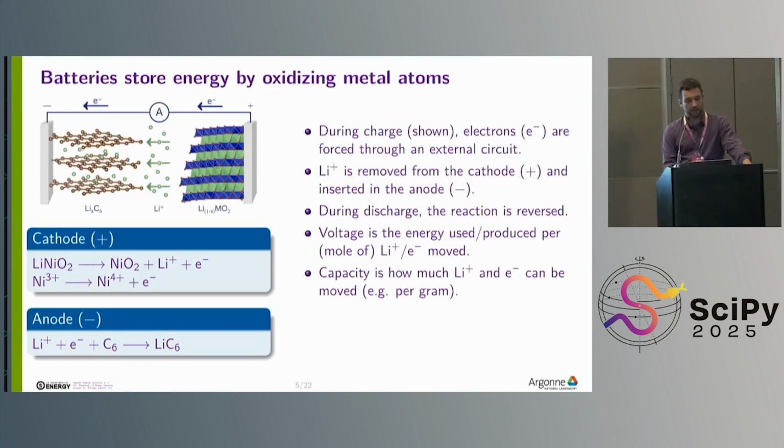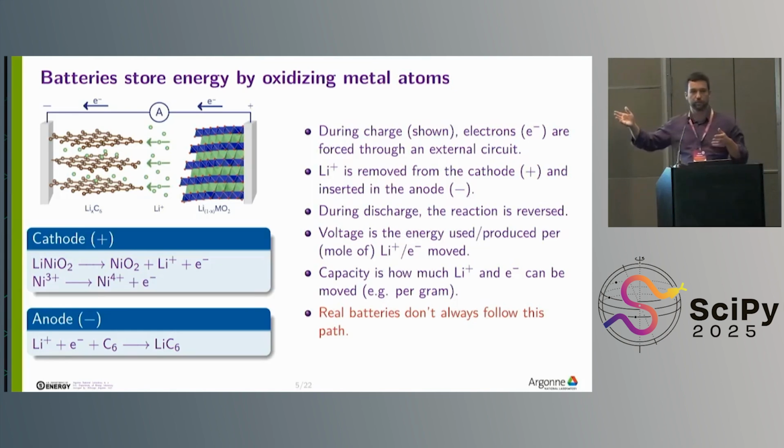And then capacity, that's how much lithium or electron charge we can move, for example, the whole battery, or if you're looking at the material, maybe per gram of material, those types of things. This makes a nice picture, but unfortunately, real batteries often don't follow these nice pathways that we set up.